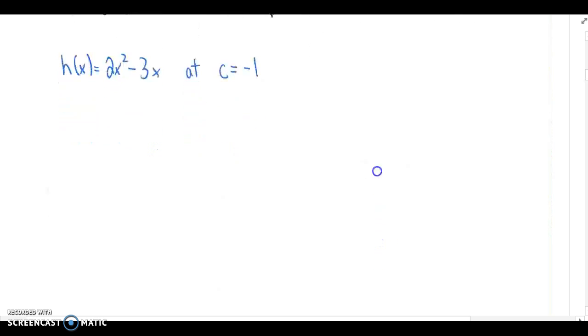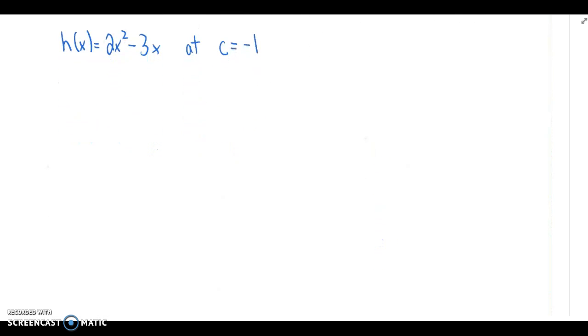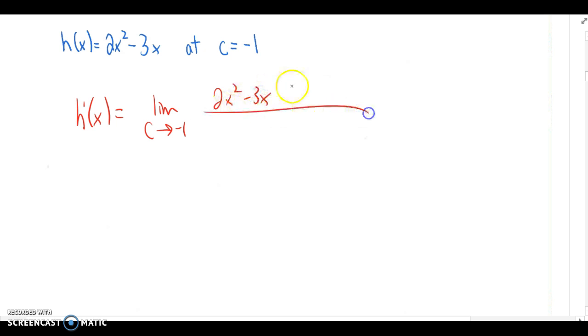So for example, we have h of x equals this, and we want to figure out what is the derivative at c equals -1. We could say h prime of x, our derivative, is the limit as c approaches -1 of 2x squared minus 3x minus, and if we plug -1 in, 2 times -1 squared is 2, -3 times -1 is 3, so we have -5. It's going to be over c minus -1, makes it become c plus 1. Now, if I plug in -1, we get 0 in the numerator, 0 in the denominator. That limit would be undefined.